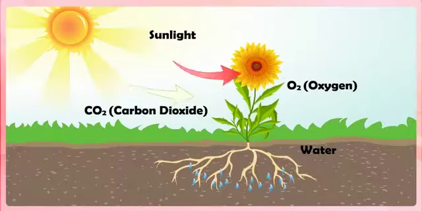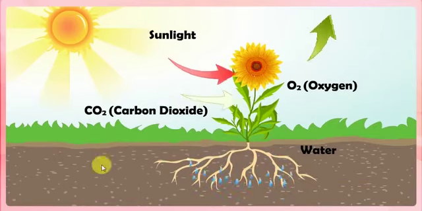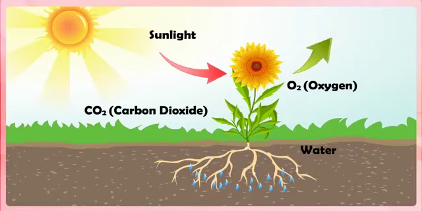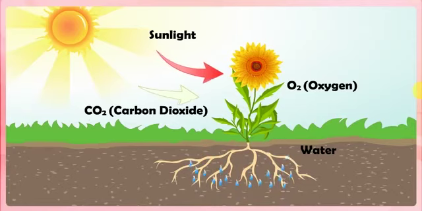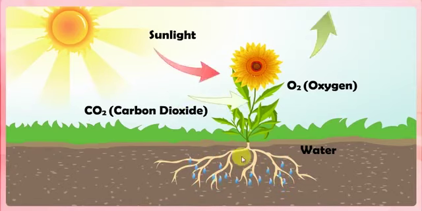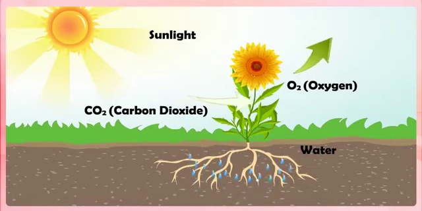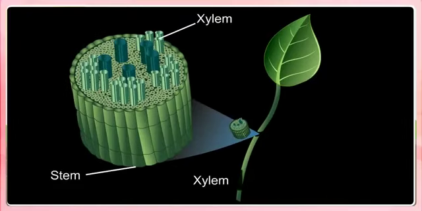Soil always contains some water in it. Water present in the soil is absorbed by the roots of a plant and then transported to the leaves through the vessels which run like interconnected pipes throughout the roots, stem, branches and leaves. The tiny pipe-like vessels which transport water from the roots of a plant to its leaves are called xylem.